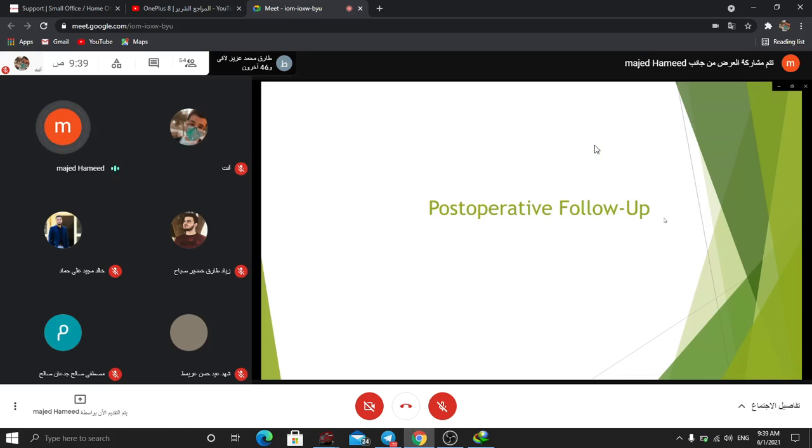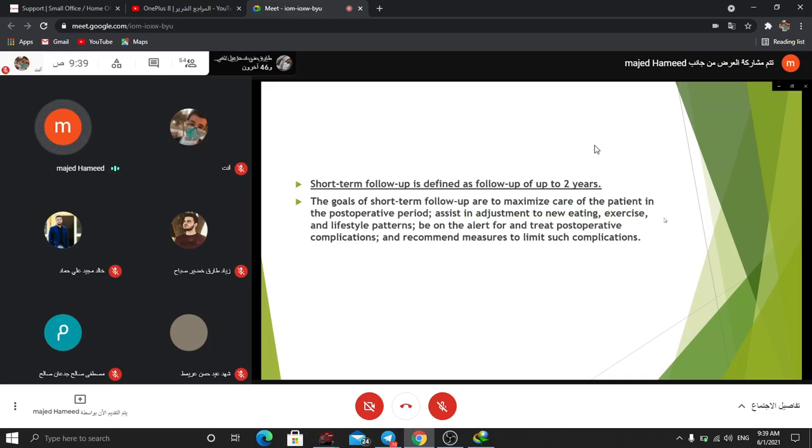Post-operative follow-up. Short-term follow-up is defined as follow-up of up to 2 years. The goals of short-term follow-up are to maximize care of the patient in the post-operative period, assist in adjustment to new eating, exercise, and lifestyle patterns, be alert for and treat post-operative complications, and recommend measures to limit such complications.